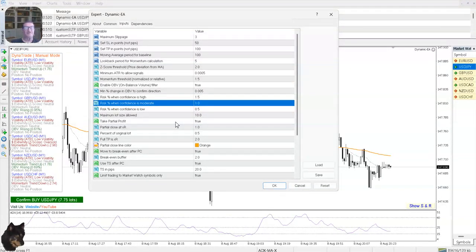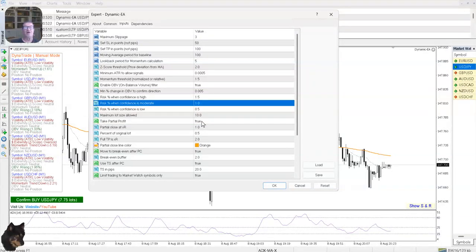Take partial profit. This will give you the opportunity that during the course of an actual active order, if you reach 50% of the current take profit position, which is what this one means right here, it will automatically close that partial profit, and at that point move the stop loss to at the very least break even position.